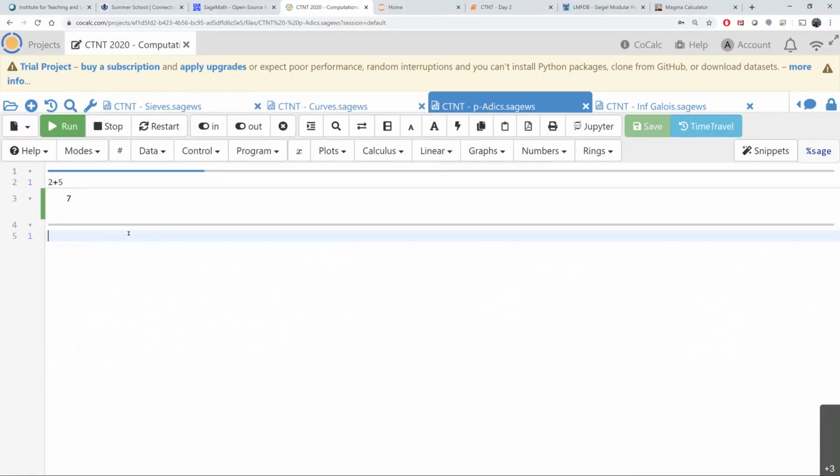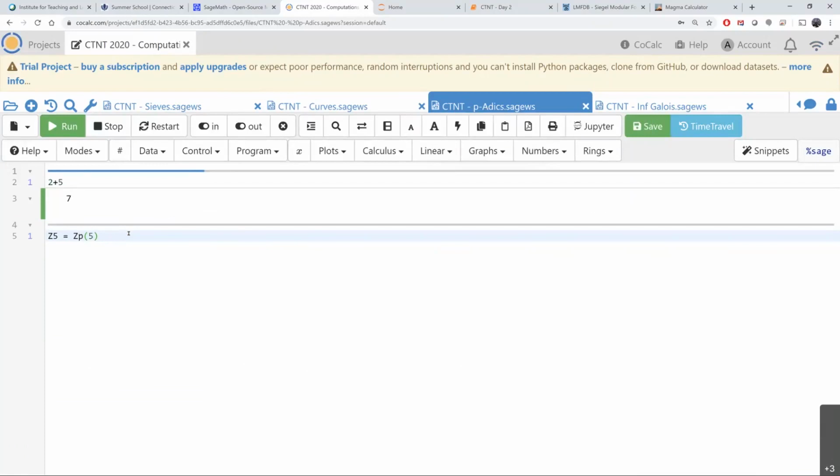How do I define the p-adics? Liang has been working with Z5, so let's see. It's Zp, the p-adic integers for p equals 5, and I should specify.